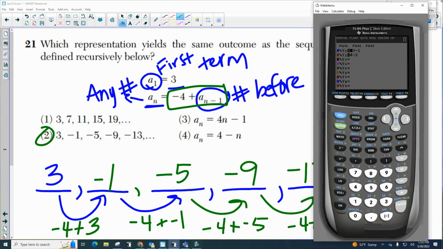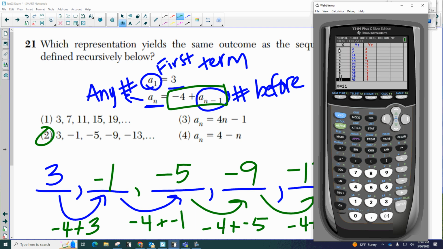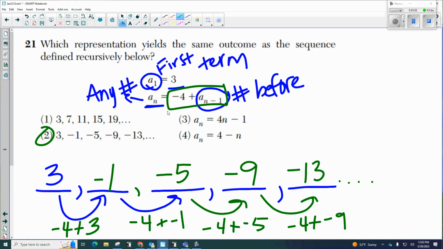And then I just wanted to show you one other thing with these two. We can put them into the calculator, and we're just going to put in an x instead of n. And then when we look at the table, we want to start at number 1. That's like your first term. They both start with 3, but then they go 7, 2, 11, 1, 15, 0. So those ones do not match what we just came up with.